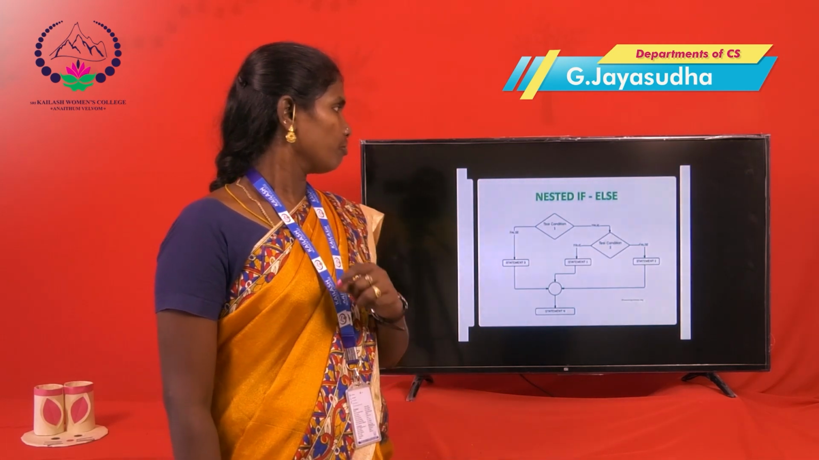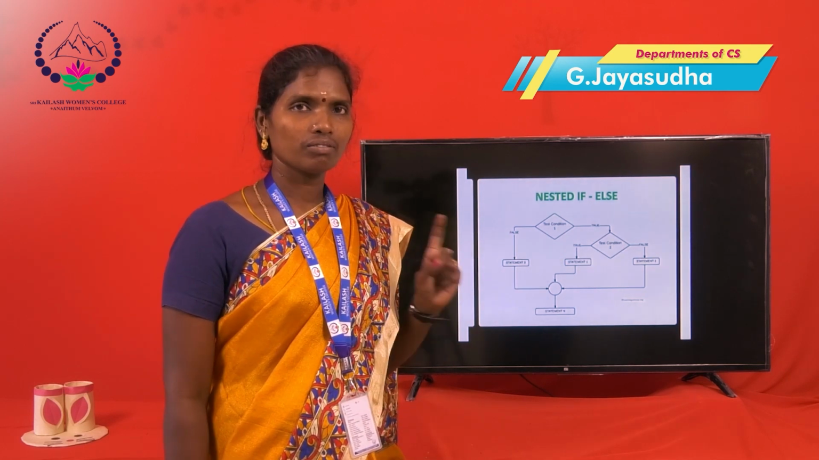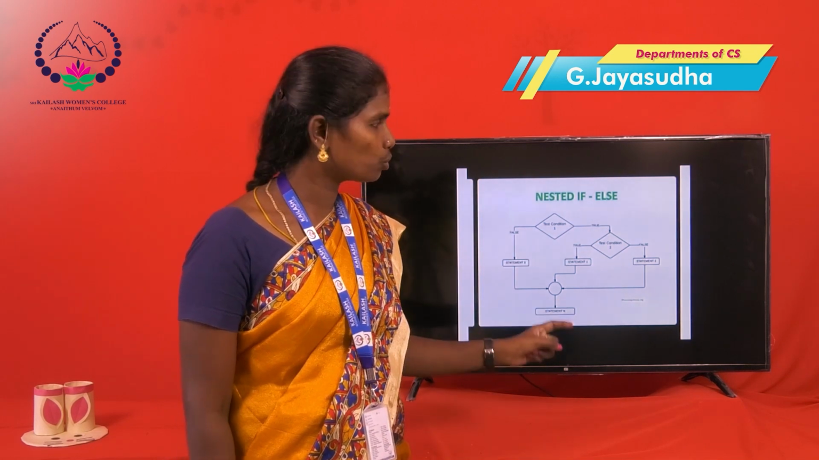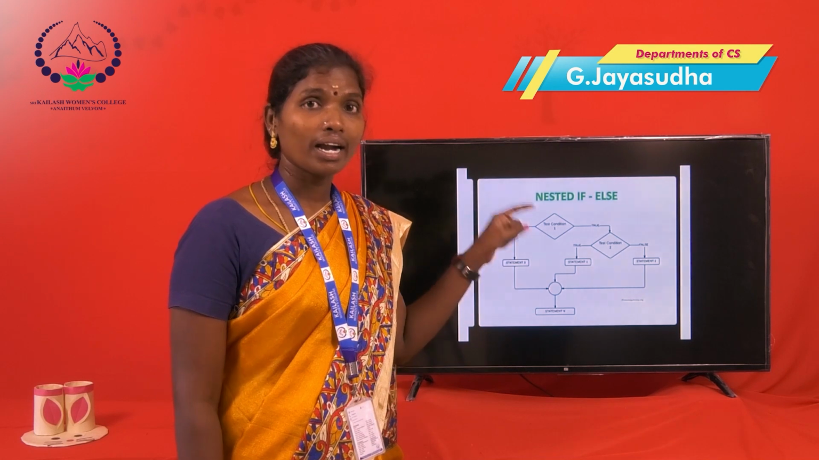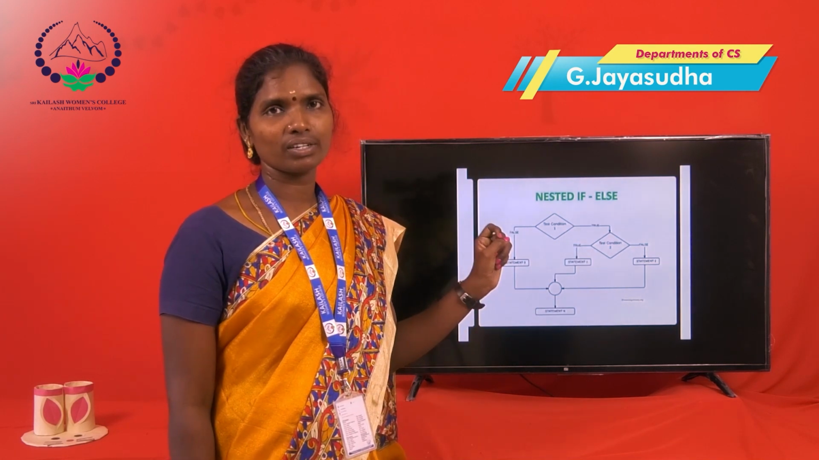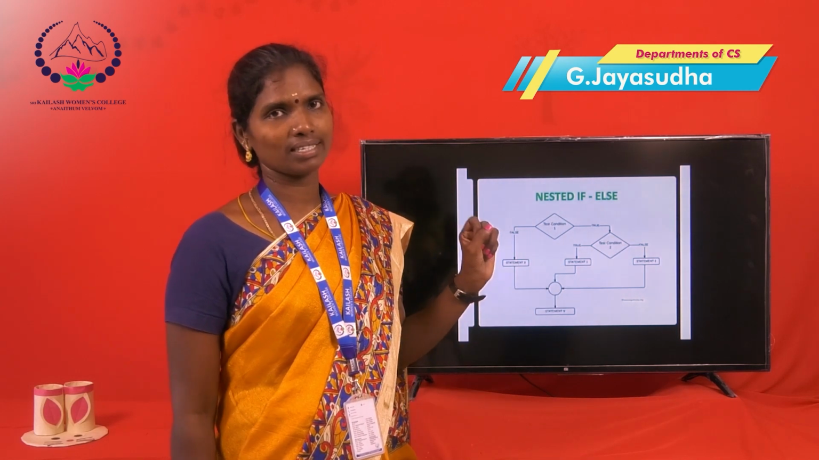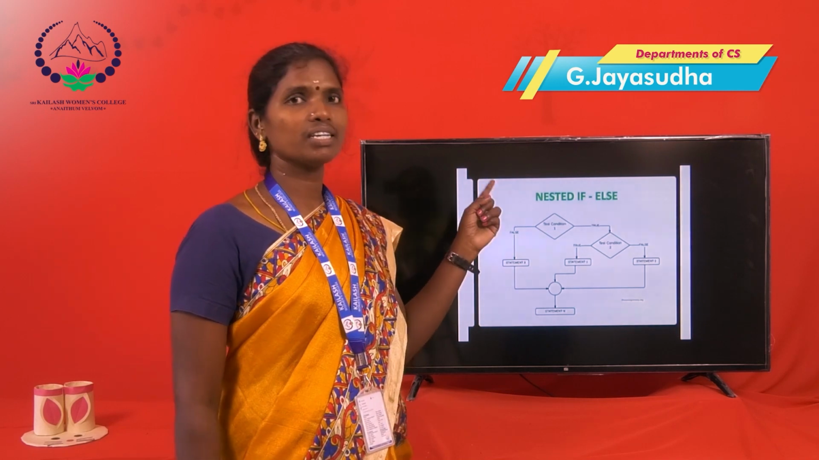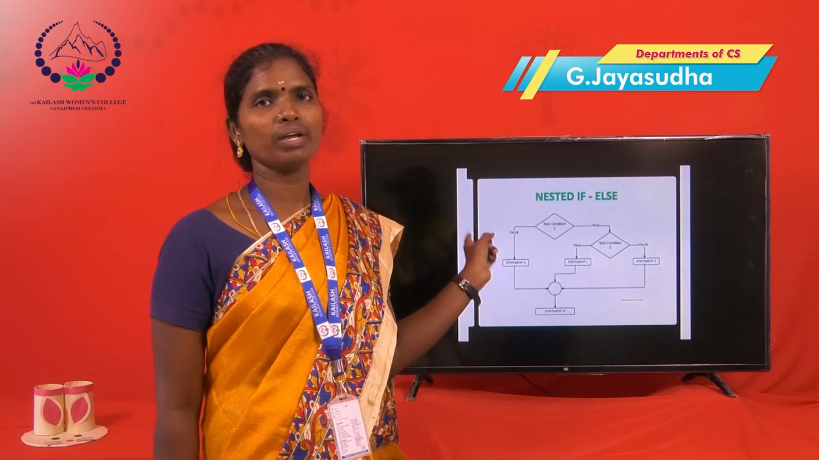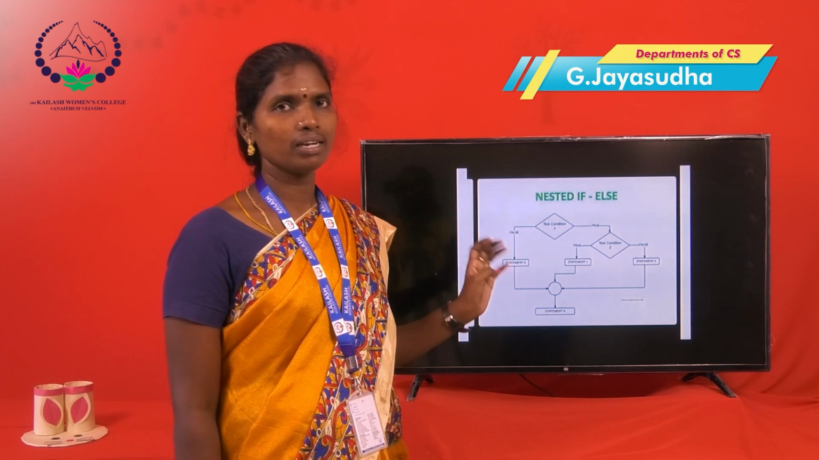So there is a flowchart for a nested if-else statement. First, the first condition is tested. If that condition is true, we can move to the second condition. Again, if that second condition is true, the true block will be executed. Suppose the second condition is false, the else part will be executed. Suppose the first condition is false, the else part of the first condition block will be executed. After the execution, the nested if-else statement will be terminated.